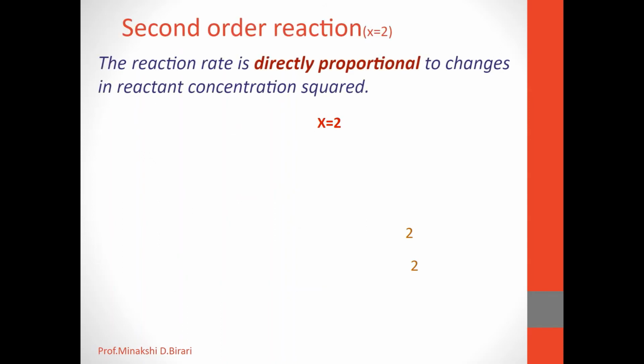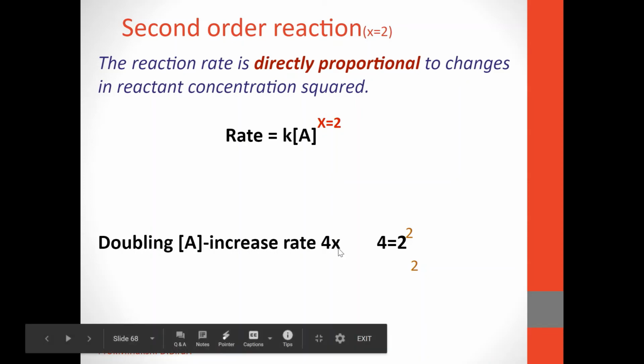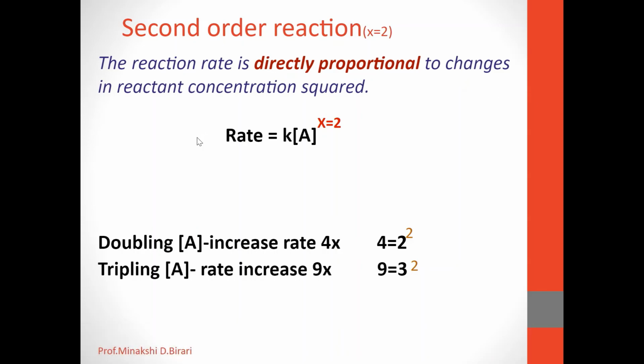Second order reaction. The reaction rate is directly proportional to changes in reactant concentration squared. So we can say the rate law for the second order reaction is k into concentration of A raised to x, that will be equal to 2. Doubling the concentration of A increases the rate 4x. Like that, the reaction rate is directly proportional to changes in reactant concentration squared. So whenever the order of reaction is equal to 2, it is said to be a second order reaction.